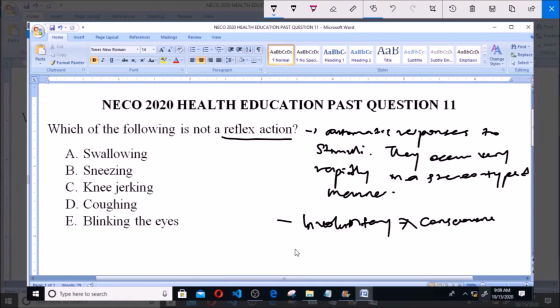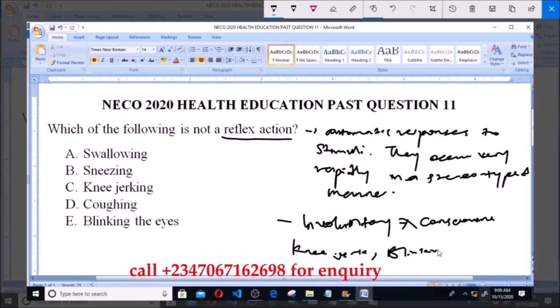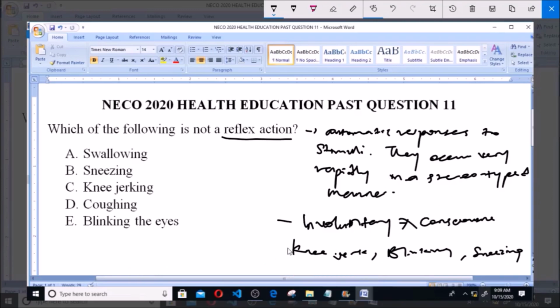Now, examples of reflex actions include the knee jerk when the knee is tapped, blinking of the eyes, sneezing. All these are automatic responses. We do not control these responses. Also, coughing is not controlled by the higher centers. But swallowing is a voluntary action. Swallowing is actually controlled, so swallowing is not a reflex action. All these are reflex actions except swallowing. So swallowing is the answer to the question, which is option A.